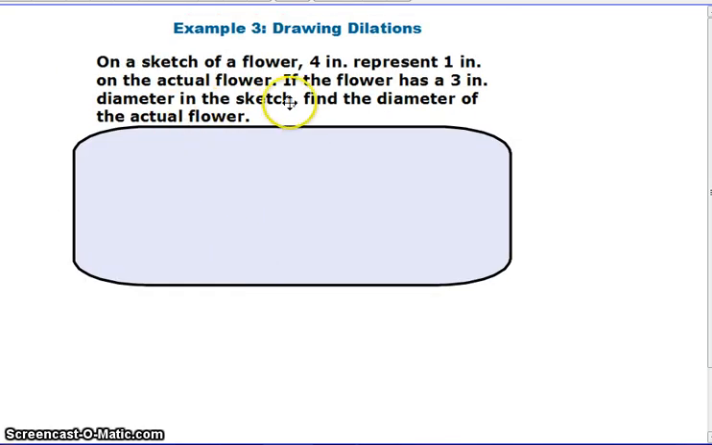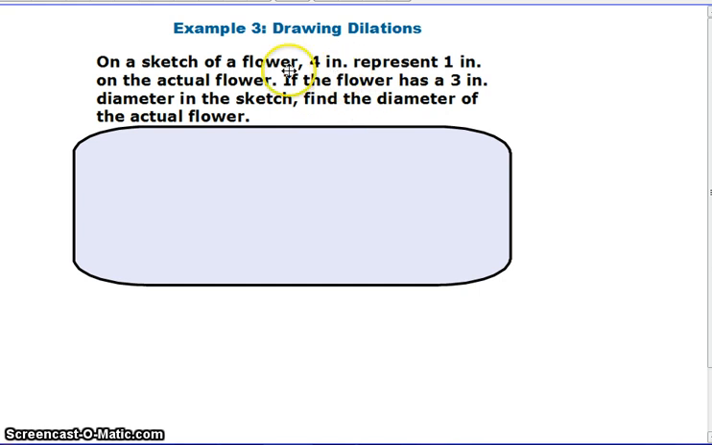So, if we have a sketch of a flower that is 4 inches, represented by 1 inch on the actual flower, then if the flower has a 3-inch diameter in the sketch, what would the diameter be in the actual flower?